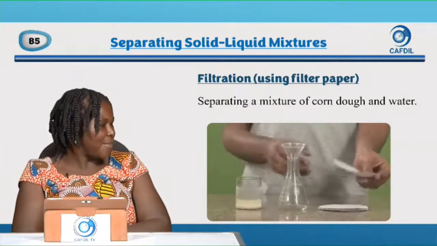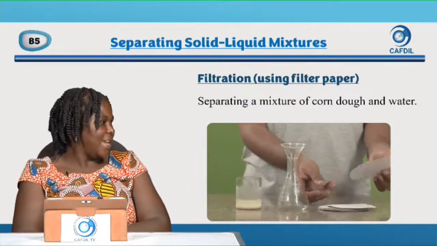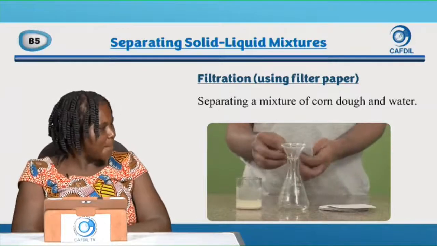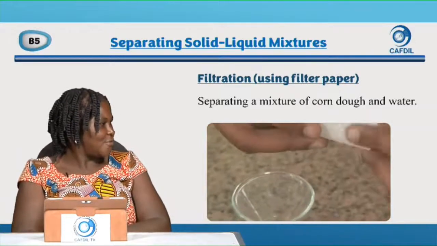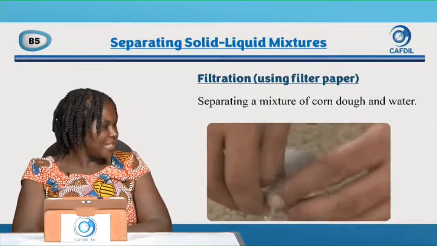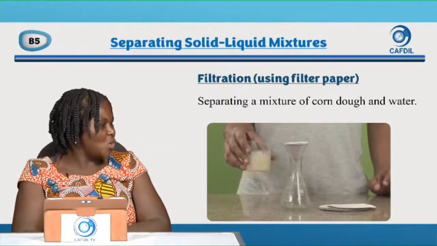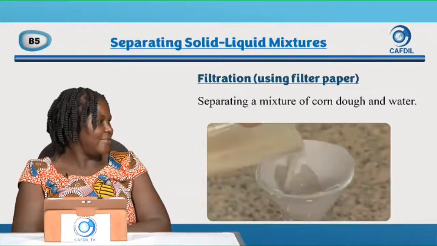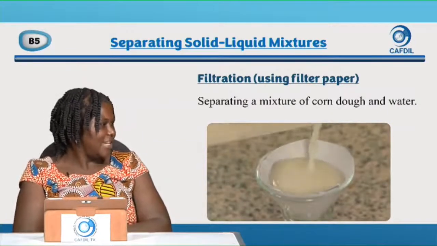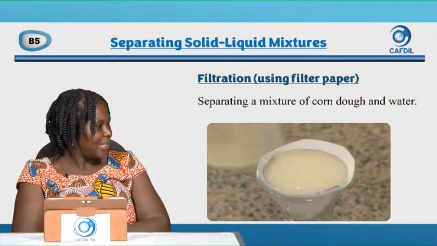Let's look at how we will do it, separating a mixture of corn dough and water. We have our mixture, and then we fold our filter paper into four and put it in the funnel. Now we pour our corn dough and water into the funnel, and let's look at how it is done.